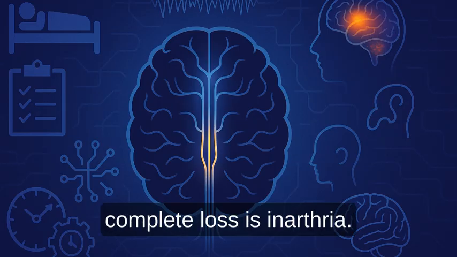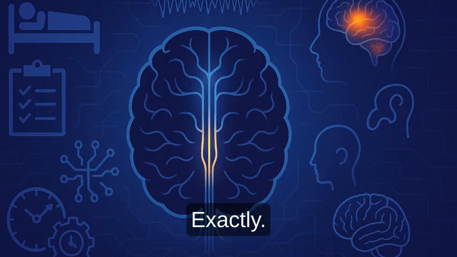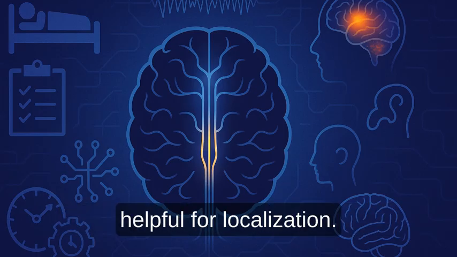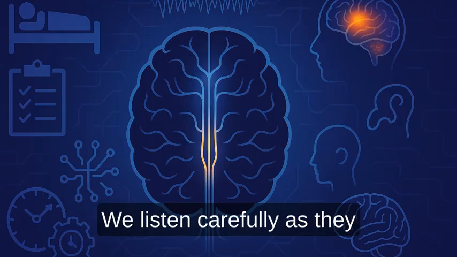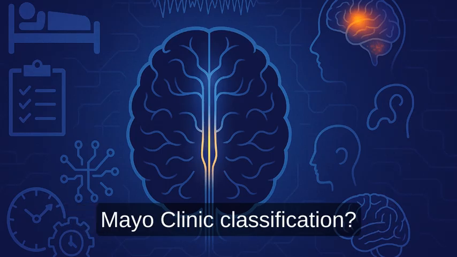Complete loss is anarthria. And like aphasia, different types point to different lesion locations. Exactly. Analyzing the pattern of dysarthria at the bedside is very helpful for localization. We listen carefully as they repeat sounds, words, sentences. What are the main types in that Mayo Clinic classification?